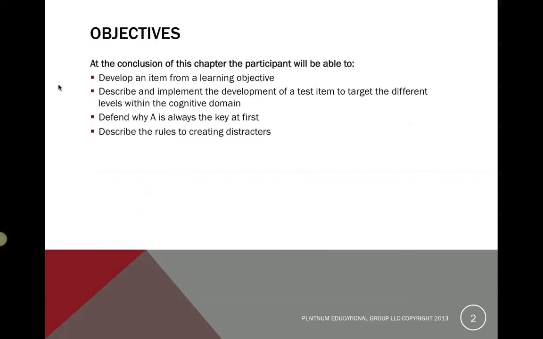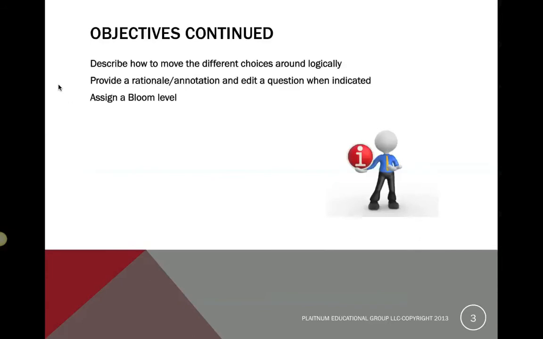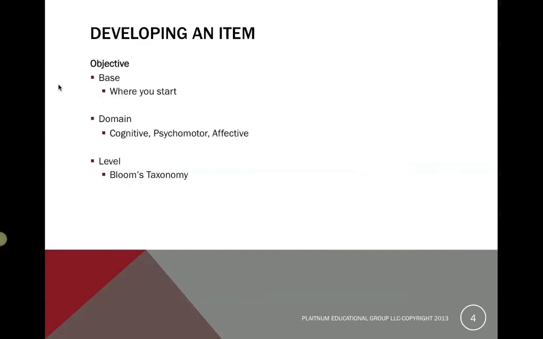correct answer at first as we're developing the question, some rules to creating distractors, how to move the choices around to have them in the order you'd like them, how we come about rationale annotation development and editing the question as a result, and assigning a bloom level to a question. This is really the meat and potatoes of this program, so we shall begin.